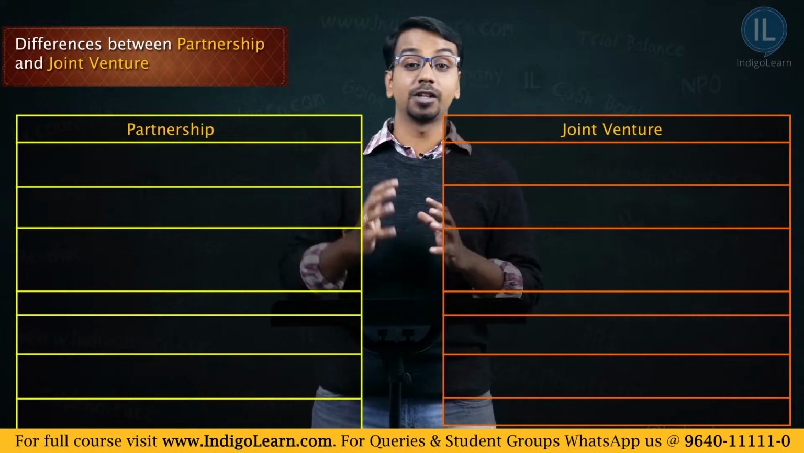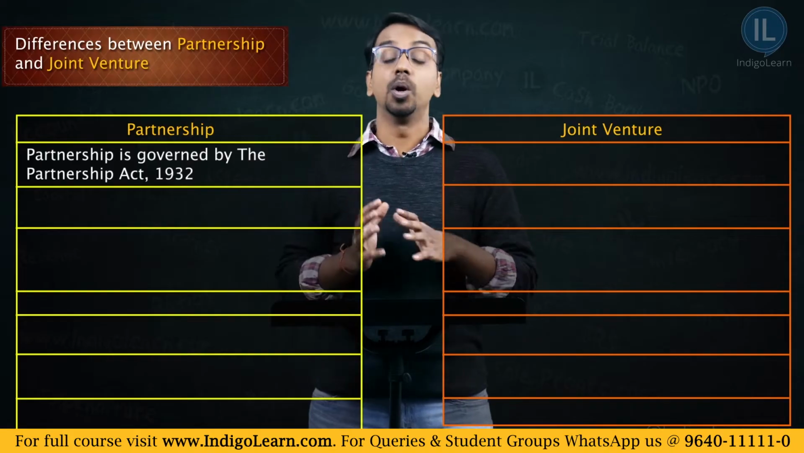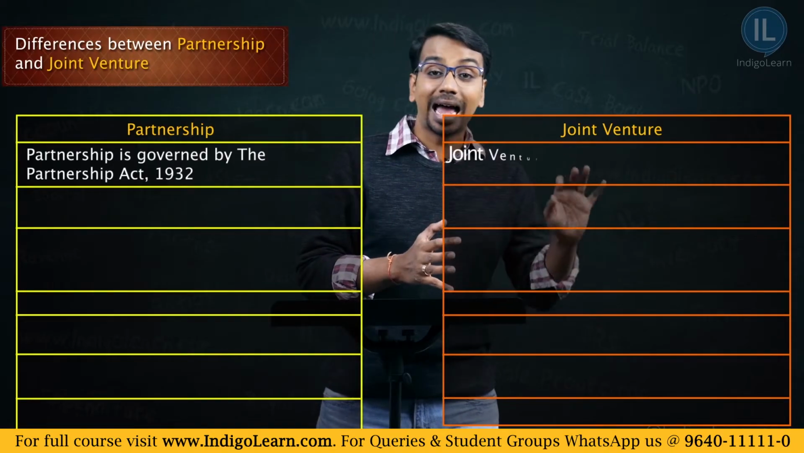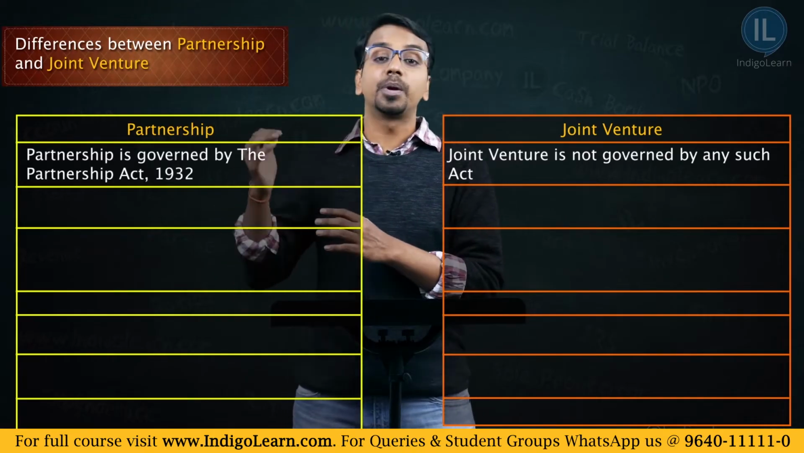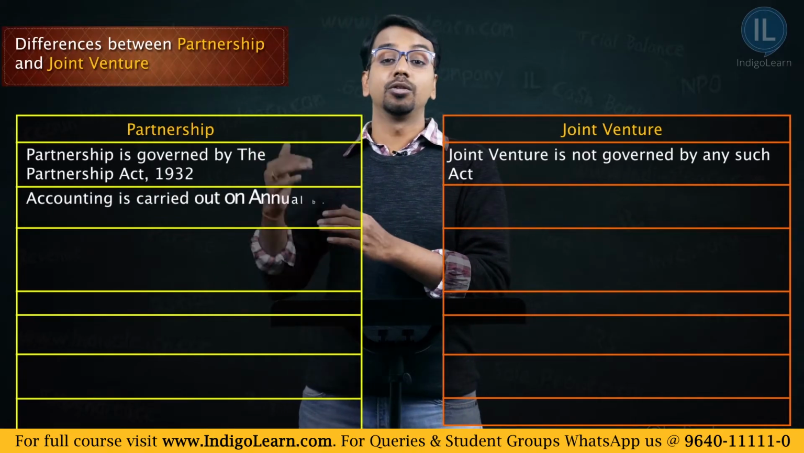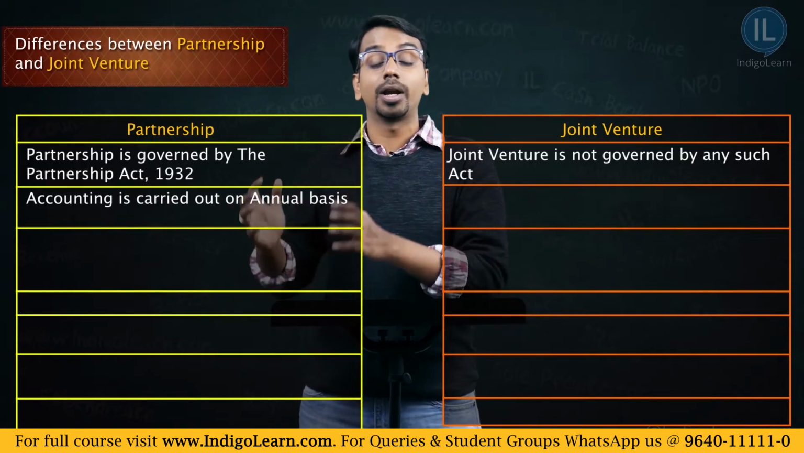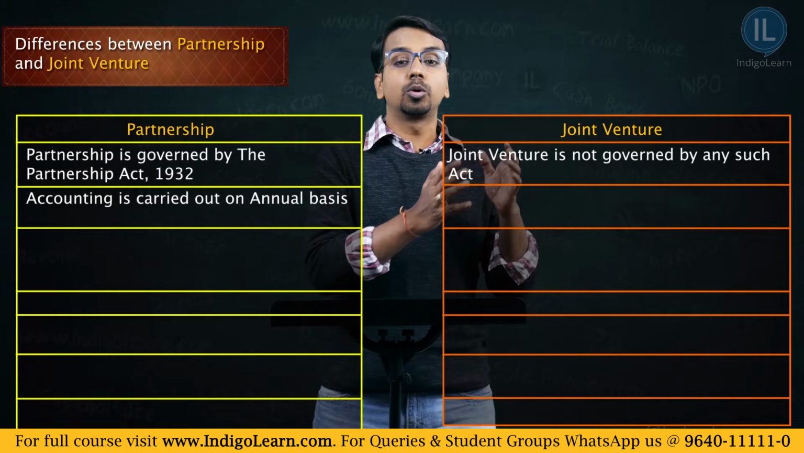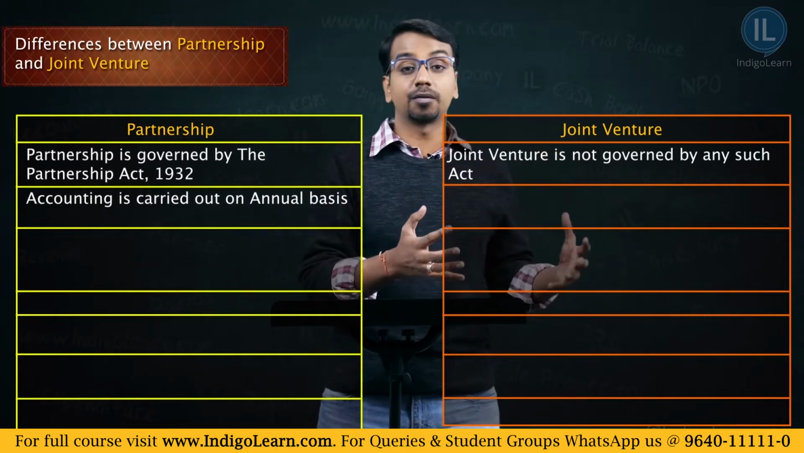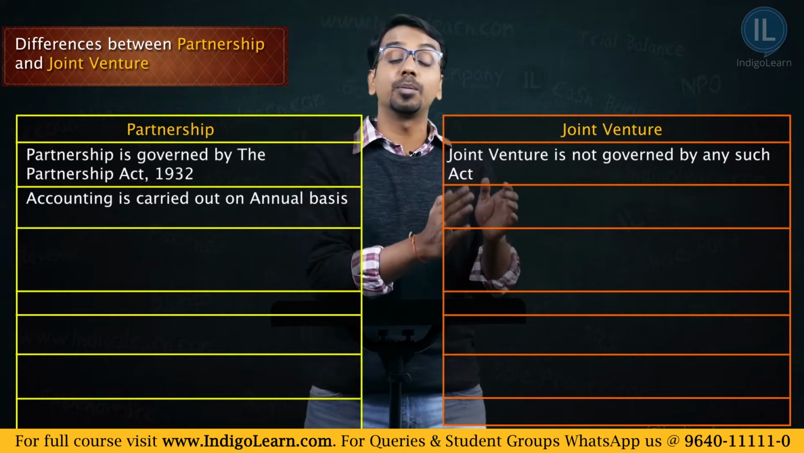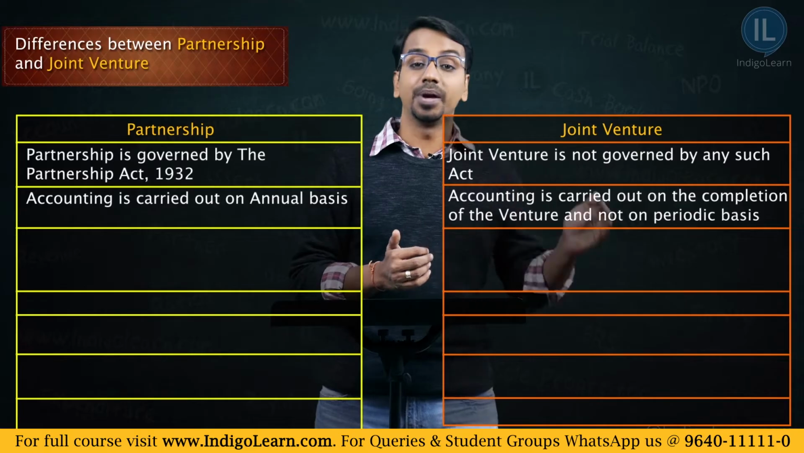One of the fundamental differences is that a partnership is governed by the Partnership Act of 1932, but for a joint venture, there is no such act which governs it. Also, in a partnership, you will prepare accounts on a yearly basis and you will share the profits, you will provide interest on drawings and capital. That activity is done on an annual basis. But when you come to a joint venture, the computation of profit and the distribution of profit is generally done at the time of completion of the venture. It is not done on a periodic basis.